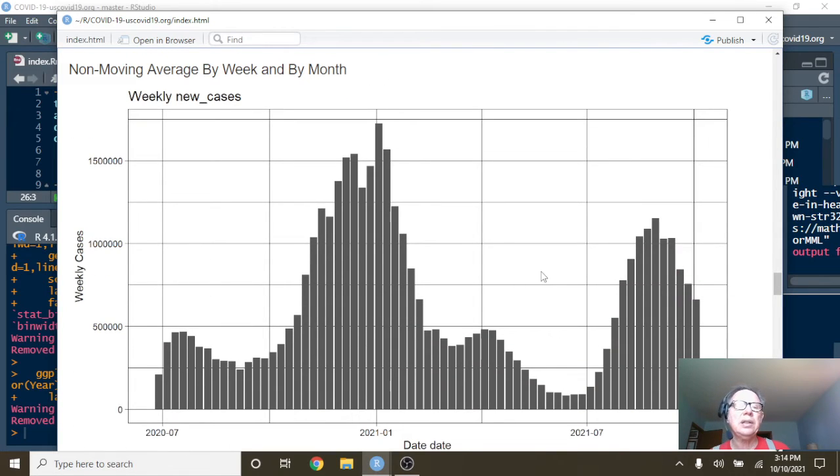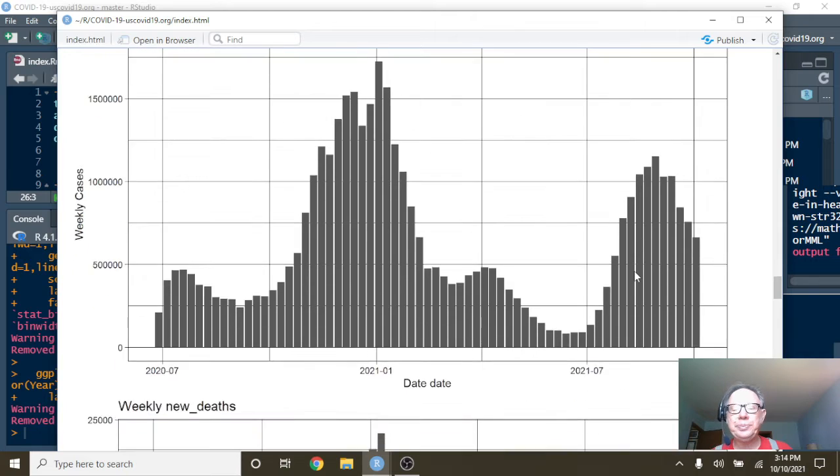Here you can see the cases by week. This big long declining pattern beginning in the first part of the year. Then in July we saw an increase of 5, 6, 7 weeks, followed by a 5-week decline here.